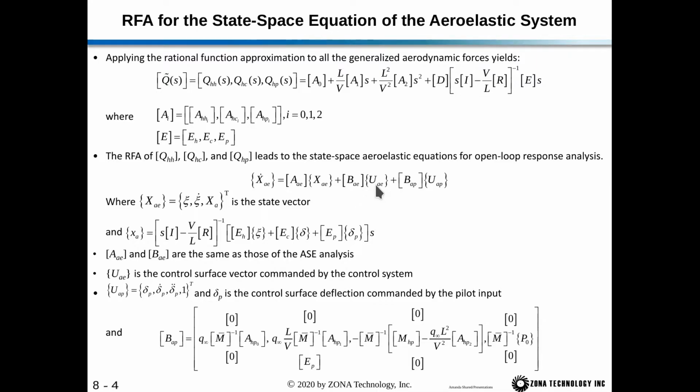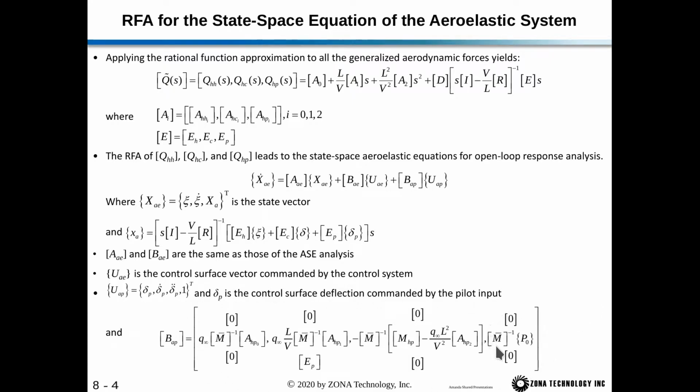UAE is the control surface vector commanded by the control system. And then UAP is our pilot input and trim. So this delta P is the control surface deflection commanded by the pilot input. And then the 1 is here for our trim input. And then BAP is given by this matrix.